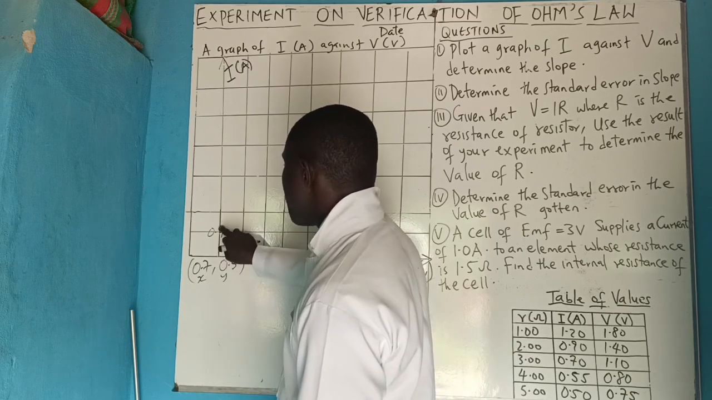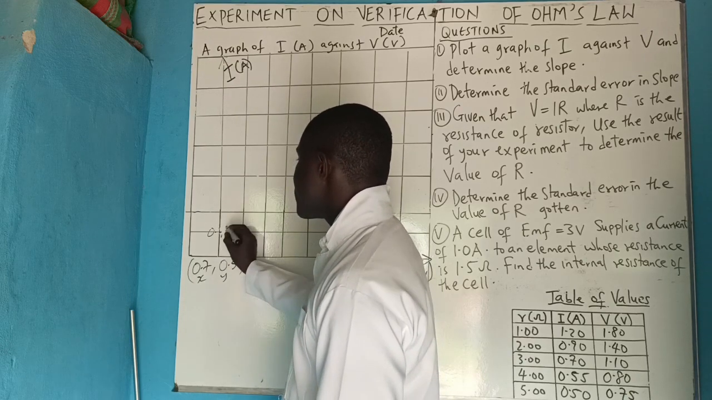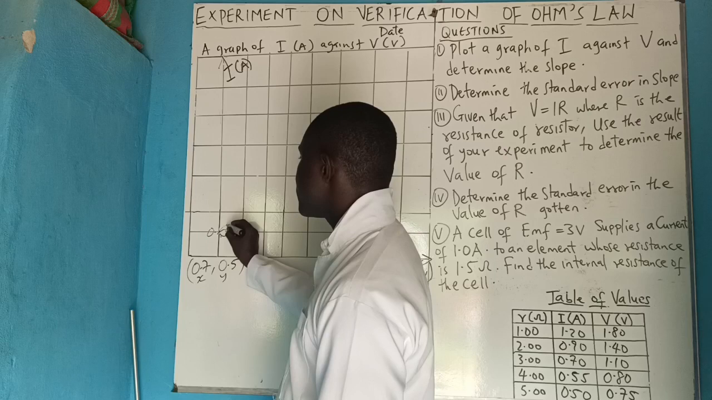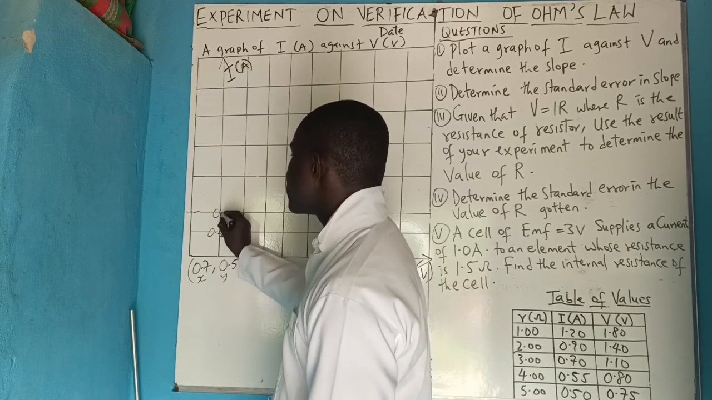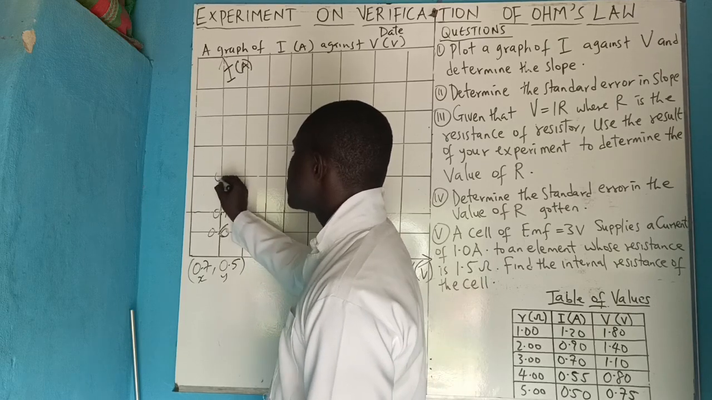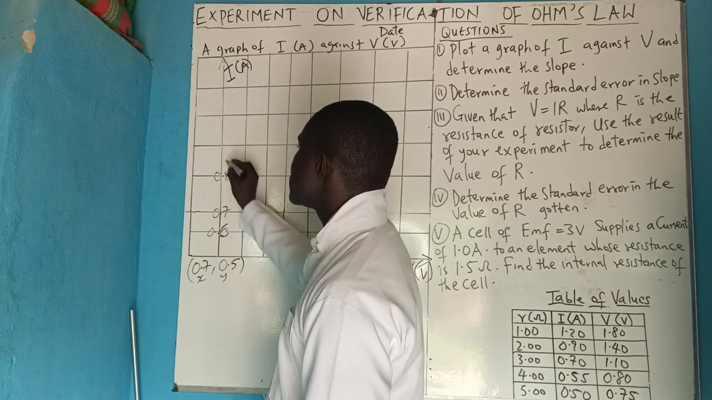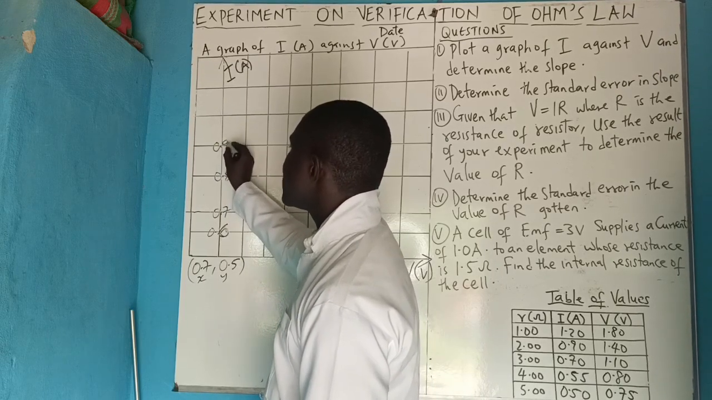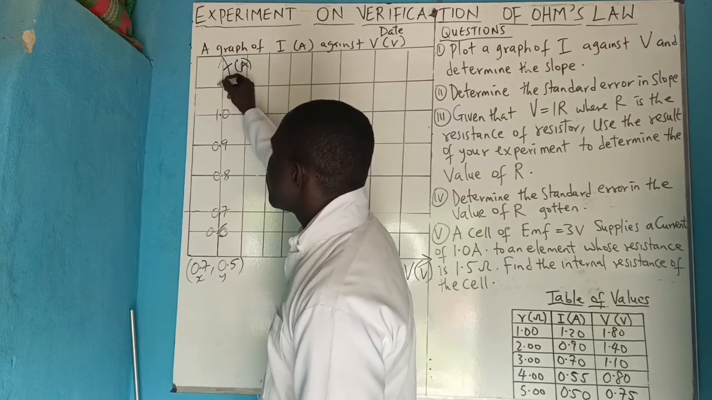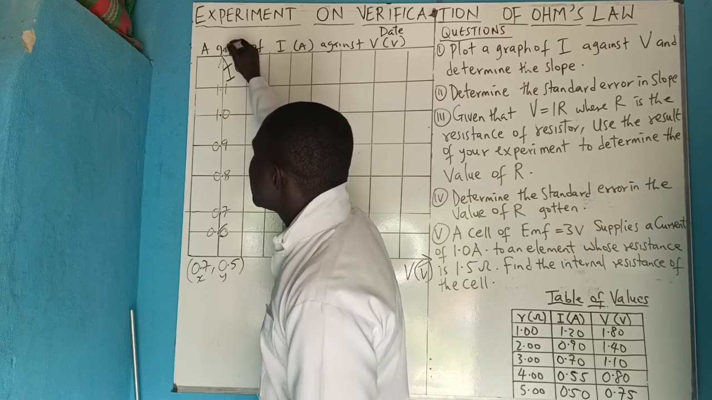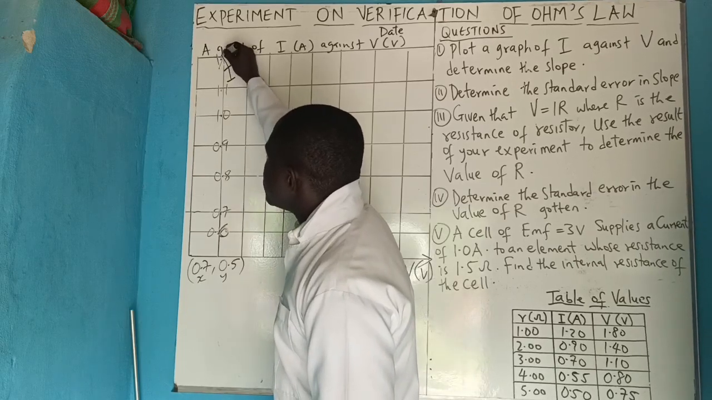I will use 0.6 and put here. 0.7, 0.8, 0.9, 1.0, 1.1, and 1.2.